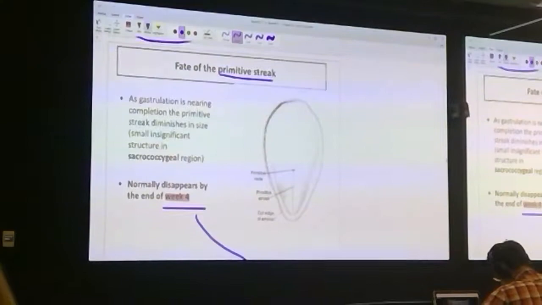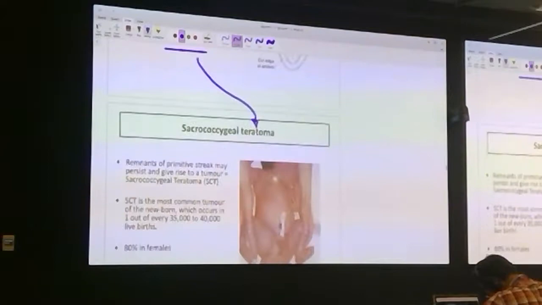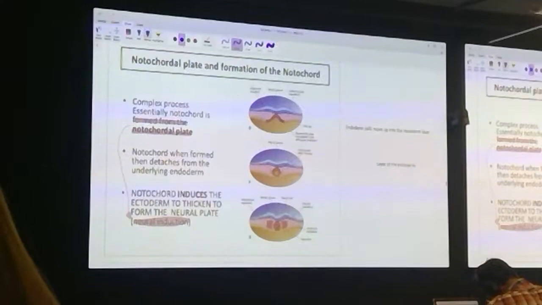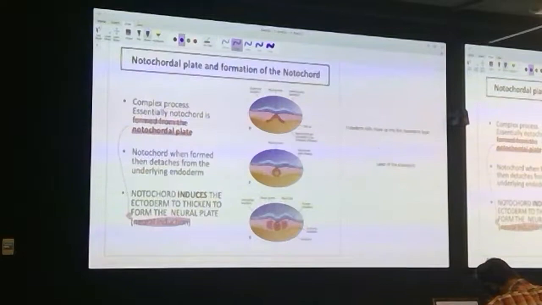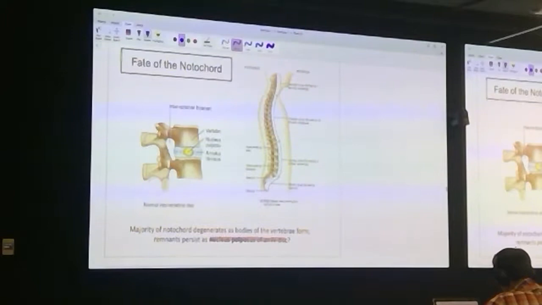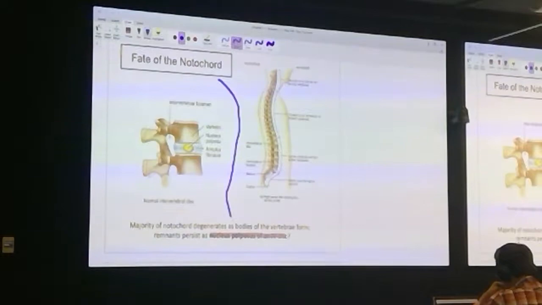You need to know that the primitive streak disappears by week 4, and if it doesn't disappear, you get the sacrococcygeal teratoma. You just need to know that the notochord induces neurulation, and the notochord turns into the nucleus pulposus.